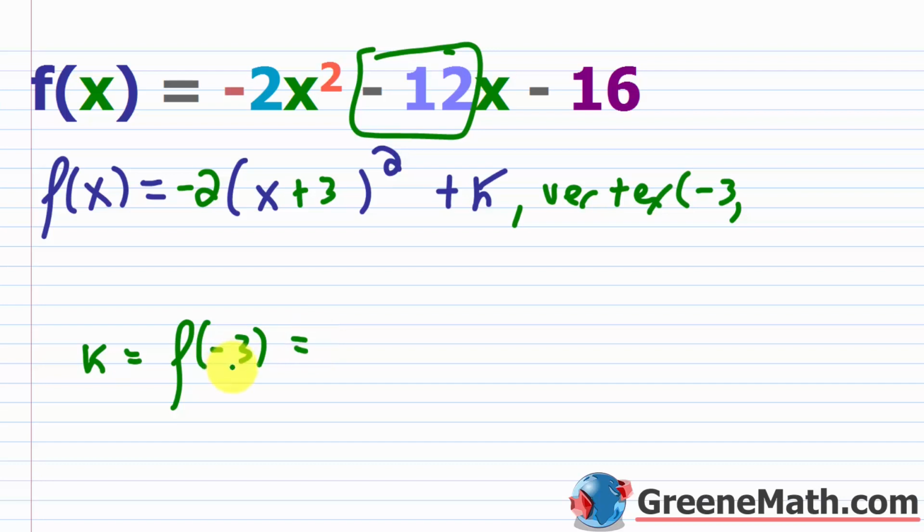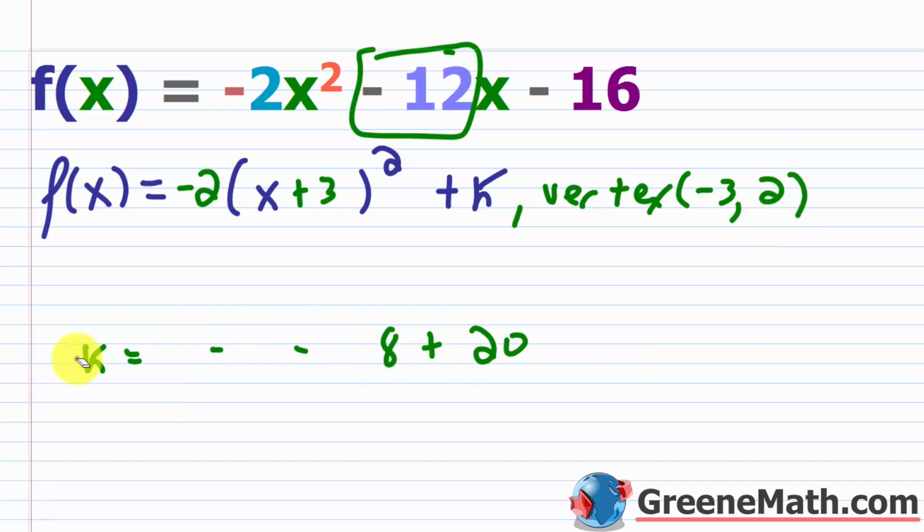So f of negative 3 is what? Well, we'd have negative 3 squared, which is 9. 9 times negative 2 is negative 18. And then you'd have a negative 12 times a negative 3, which is plus 36. And then you'd have minus 16. Okay, well, 36 minus 16 is 20. And then if you did negative 18 plus 20, that's positive 2. Okay, so this is going to be 2 here.